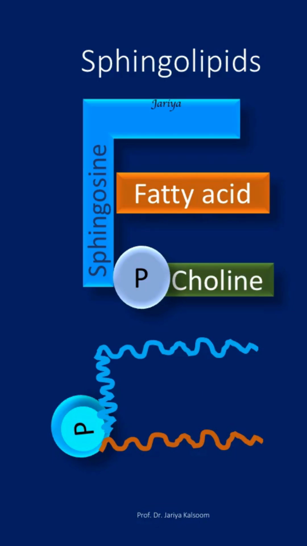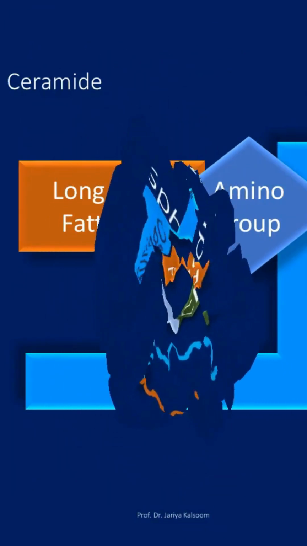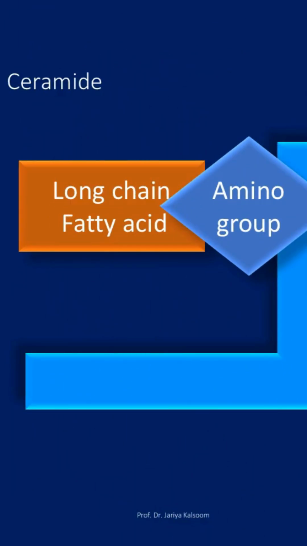What is a fatty acid? A hydrocarbon chain with a terminal carboxyl group, right? So this also behaves in the same way. When sphingosine binds a fatty acid it forms ceramide, and when you add a phosphate group and choline to ceramide, it becomes sphingomyelin, a major lipid of the nerve tissue and myelin sheath.